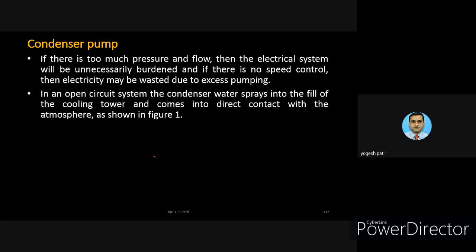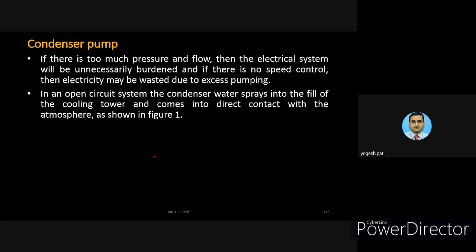In an open circuit, meaning if the cooling tower is an open circuit type cooling tower, what happens? The condenser water is sprayed onto the fills of the cooling tower. As we know, there are fills in the cooling tower. As I showed you in different diagrams, the output of the condenser will be sprayed onto those fills, so that it gets equally distributed in the cooling tower and comes into direct contact with the atmosphere.